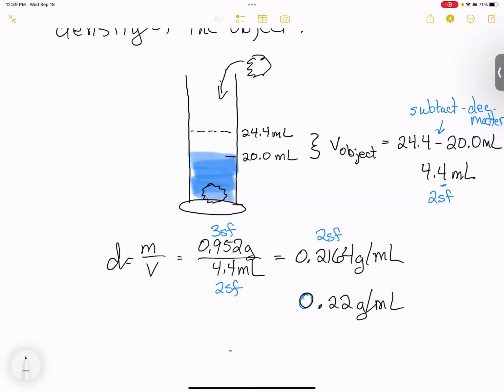Okay. Then the next piece is using the density as a conversion factor, which I will discuss on Monday. I'm going to let you go study for your test, even though you only have about 10 extra minutes. Let's go.